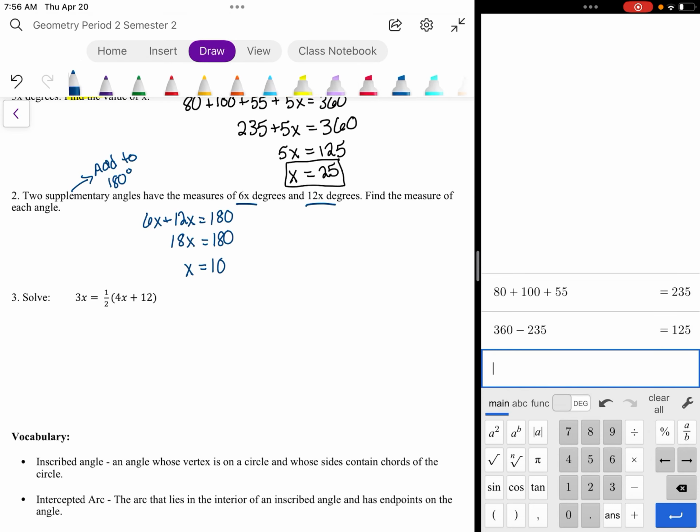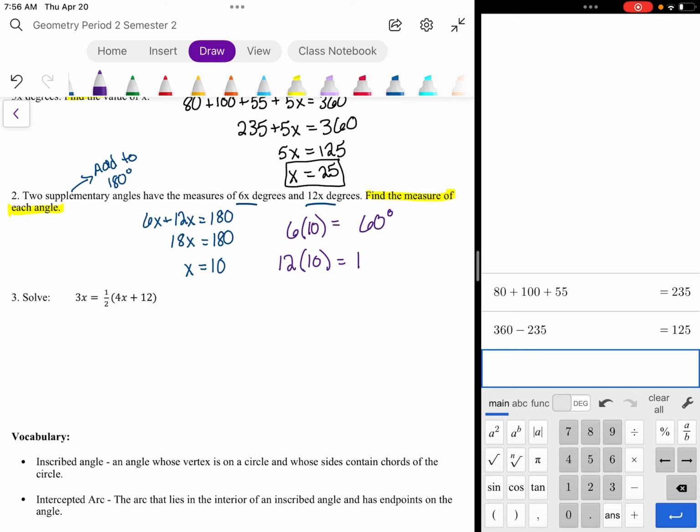The important thing for these types of questions is that you read all of it so you know what you're going to answer. So this one, they want the measure of each angle. So we're just going to plug our x value, 10, into each of the angles, and then we will get that one is 60 degrees and one is 120 degrees.